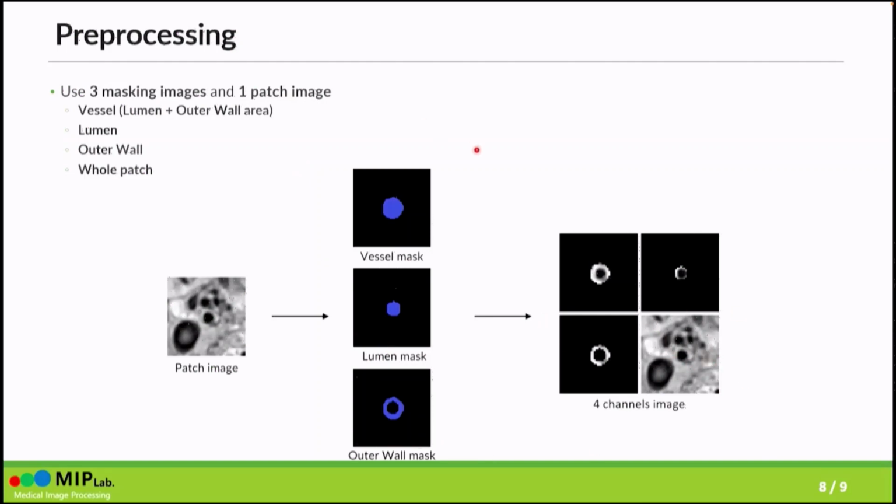The 3 masking images consist of a vessel area, a lumen area, and an outer area. The masking images were created using the result of segmentation.